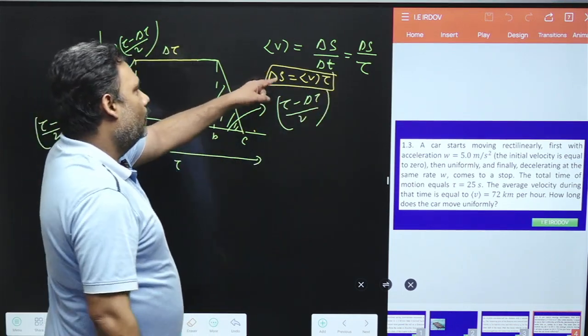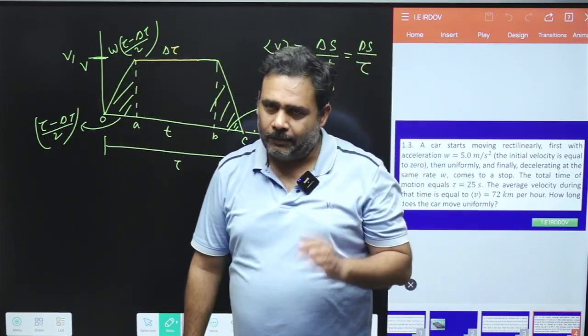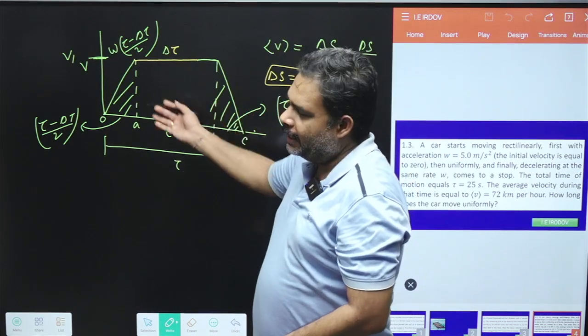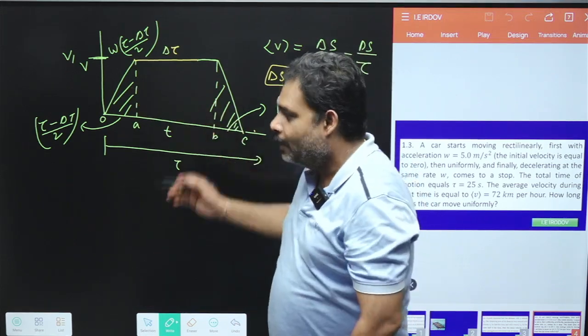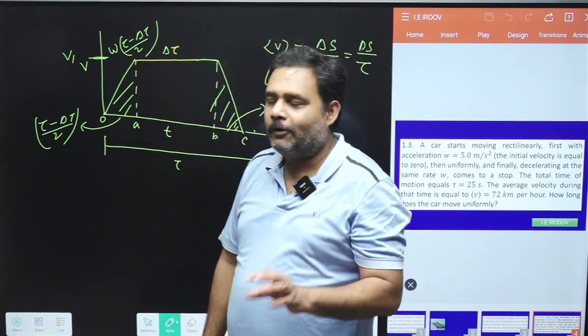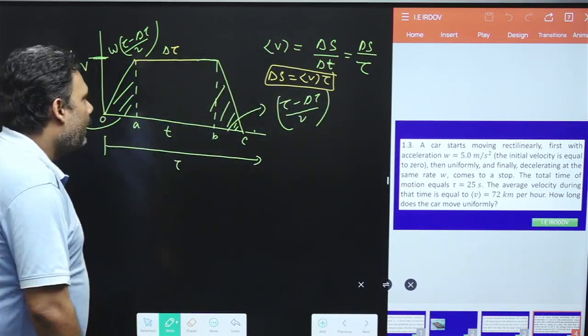Now, the whole idea is how we are going to calculate delta S as a function of time. Obviously we can use the area under the curve, and we can easily find the area under the curve with the geometry, or you can use S is equal to ut plus half at square. Both are the same thing.